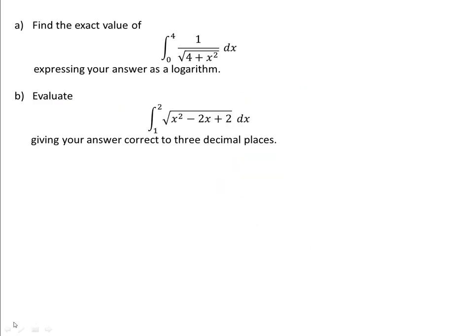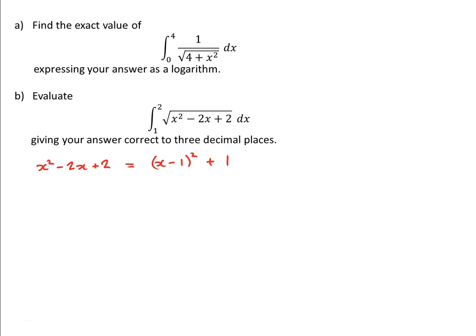The second integral that we've got to calculate is the integral between 1 and 2 of the square root of x squared minus 2x plus 2. And we are allowed in this case to give the answer correct to 3 decimal places. Well, our strategy for examples like this was to begin by completing the square. So x squared minus 2x plus 2 is the same thing as x minus 1 squared plus 1.